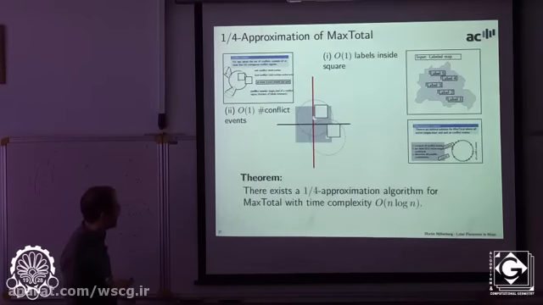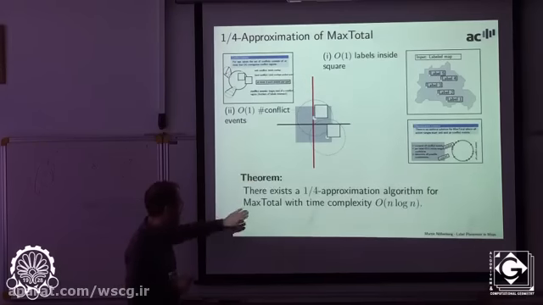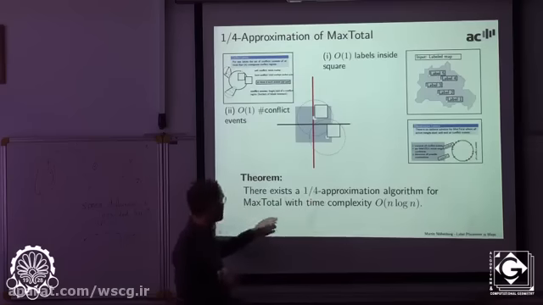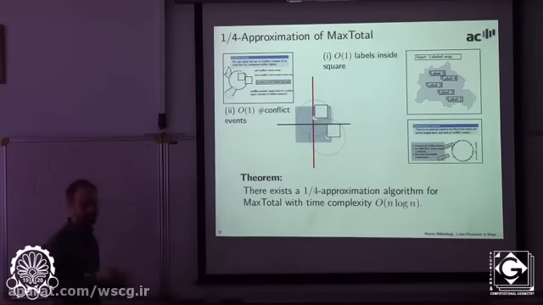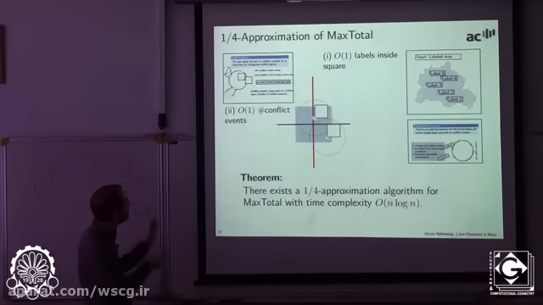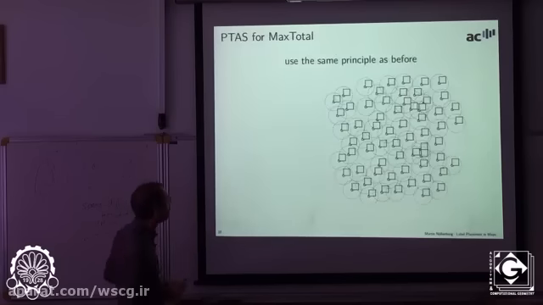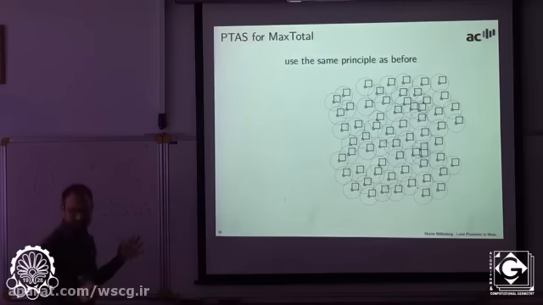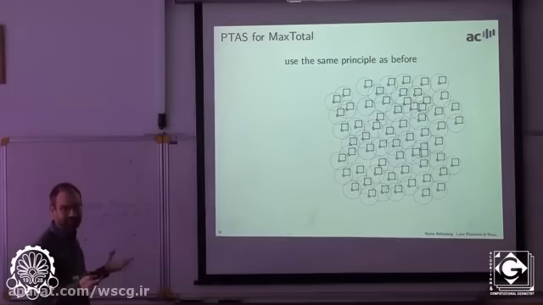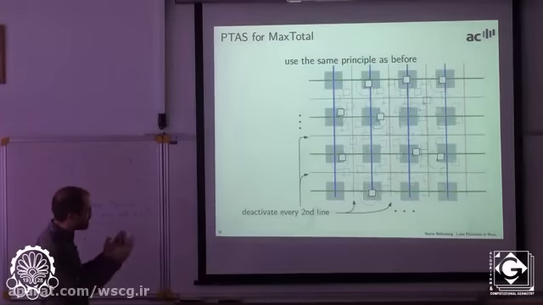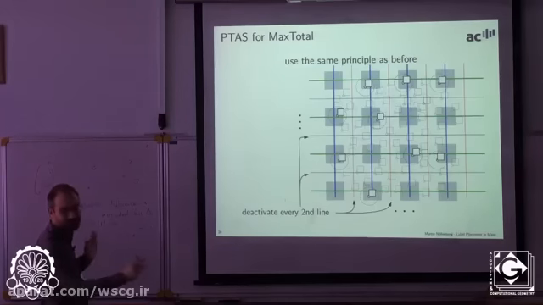So in that sense, we have the following result: there exists a 1/4 approximation algorithm for this max total problem, and we claim that we can do this in n log n time, because all this solving of tiny instances can actually be done in constant time. Okay? Now you can extend the same idea to get a PTAS simply by making the stabbing lines more spaced.